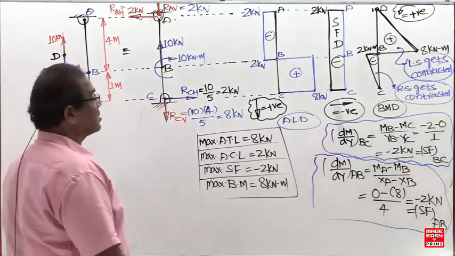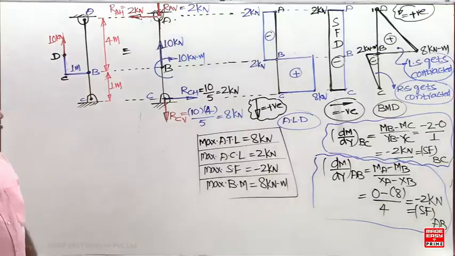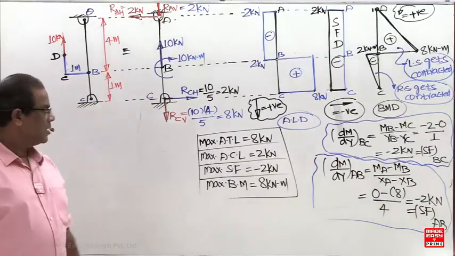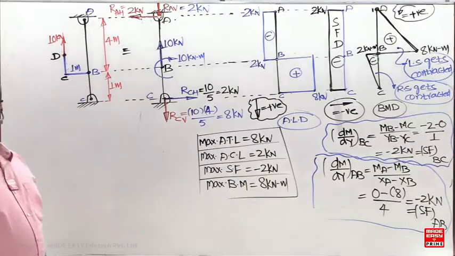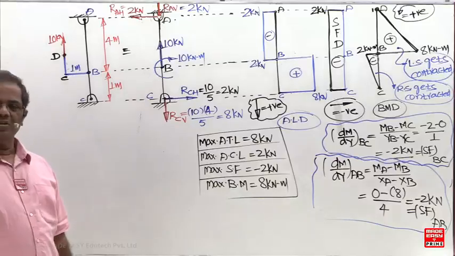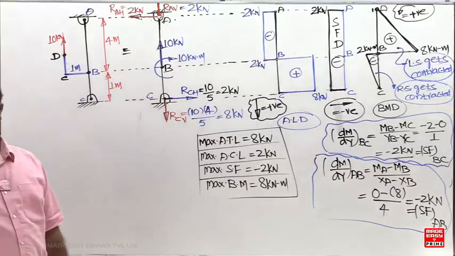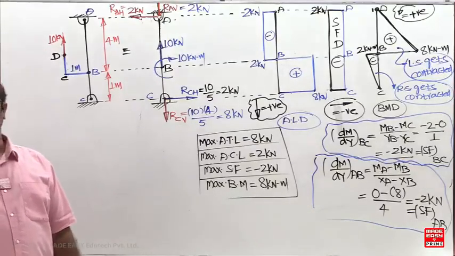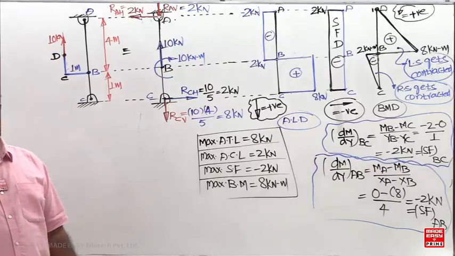Now we'll do some questions on cantilever beam, then we'll come to the distributed loads. For a cantilever beam you can do the same now. We have to find one vertical reaction, one horizontal reaction, and the moment reaction.